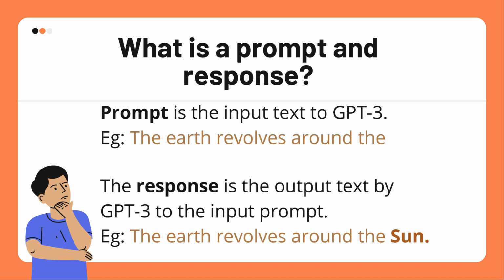And what exactly is prompt and response? So prompt is just the input text that we give to GPT-3, and response is the output text that is generated by GPT-3 by considering the input text. For example, if we have "the earth revolves around the", this is the prompt that you give, and GPT-3 will fill in the next word, which is sun, the correct answer. So sun is the response and "earth revolves around the" is the prompt.